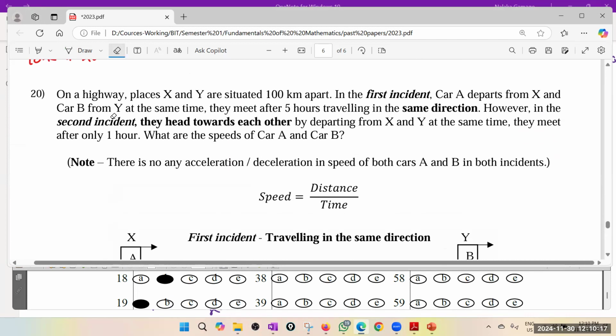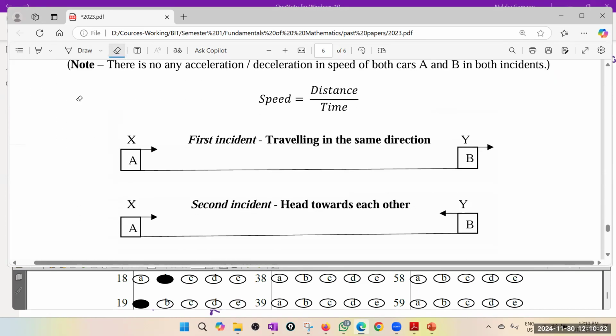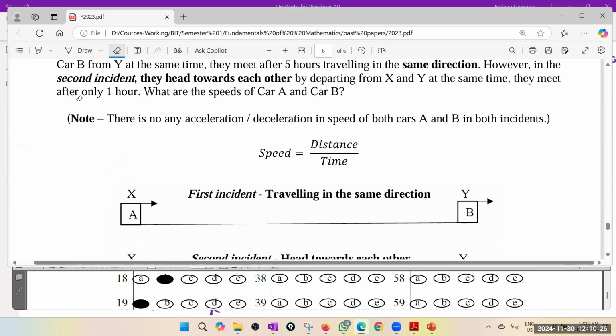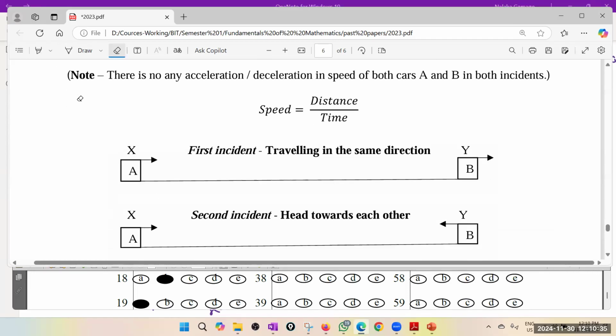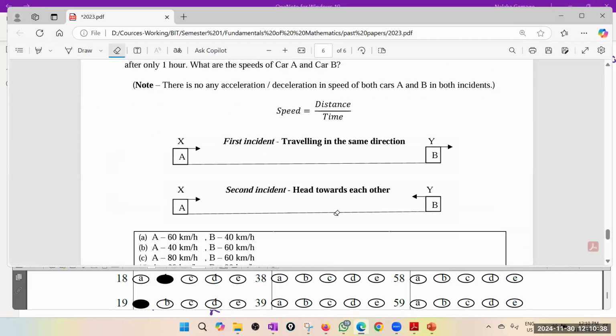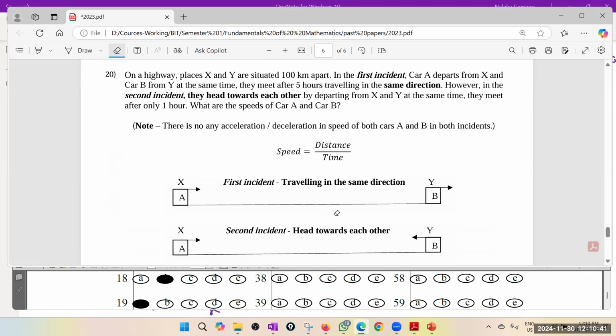Last question. On a highway, let me copy this because it looks like a long question. Let's do it here because we have the diagram. On a highway, places X and Y are situated 100 kilometers apart. In the first incident, car A departs from X and car B from Y at the same time.